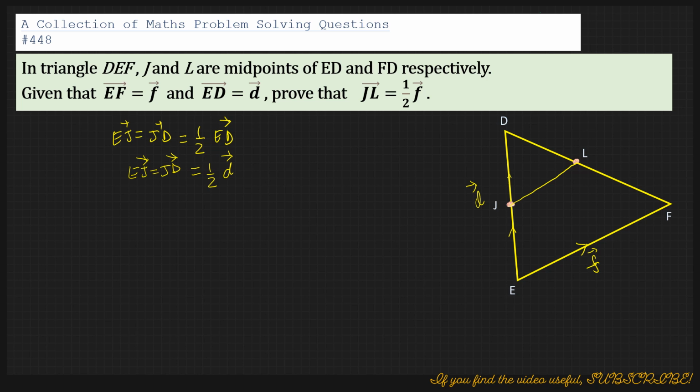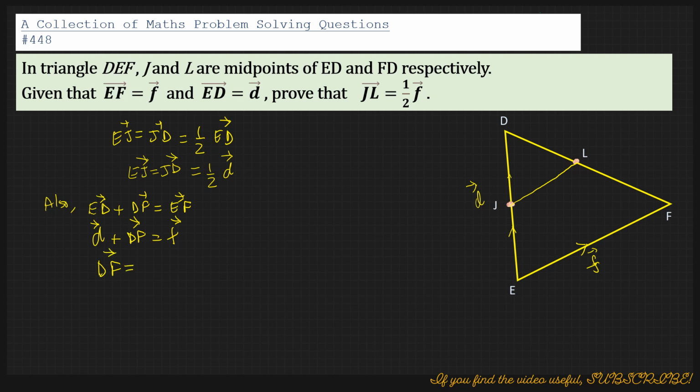And now you see ED plus DF equals EF. Also, ED plus DF equals EF. Now ED, we know ED is d, so we write d plus DF, we don't know, and that equals EF, and that is f.